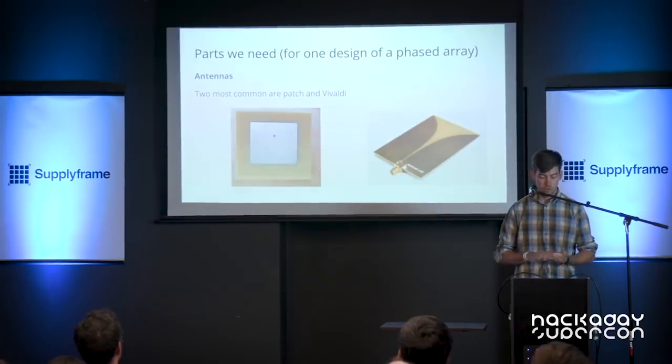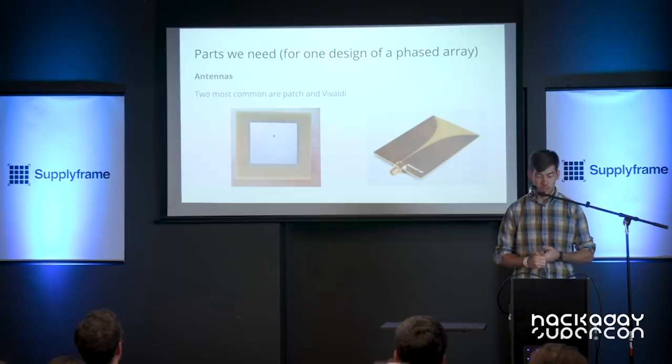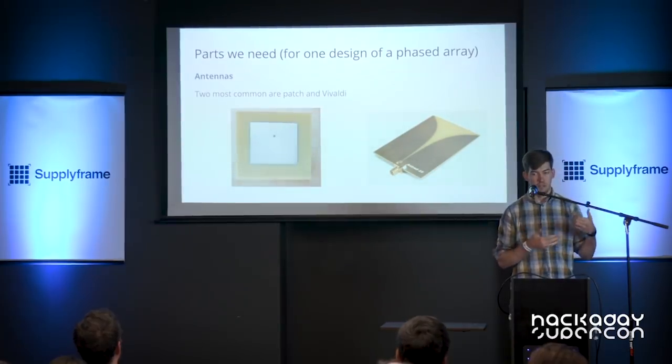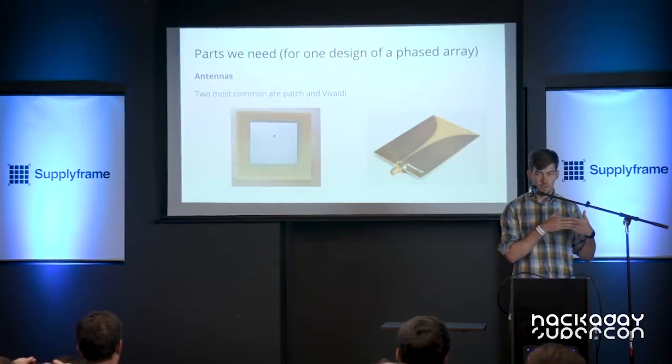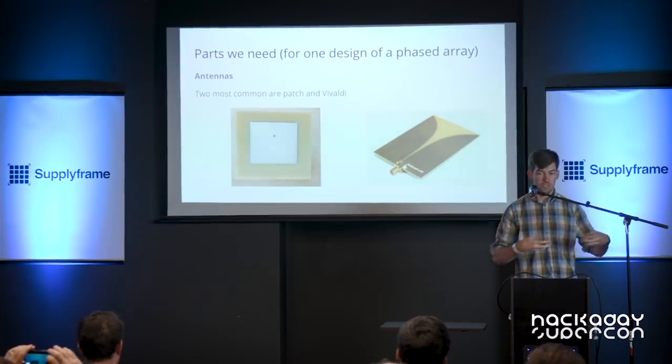So antennas, the two most common antennas that people use for this kind of stuff are patch antennas and Vivaldi antennas. That's just because they're directional. So again, if you remember back to that picture of the Patriot Missile or the launcher for it, the electronics are all behind the antennas, and if you have a directional antenna, that means you're not wasting any of your energy radiating back into your electronics, which is probably not going to be great for them anyway.